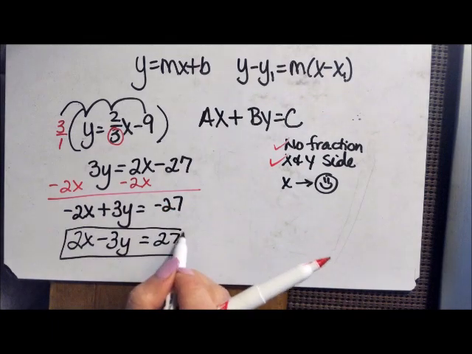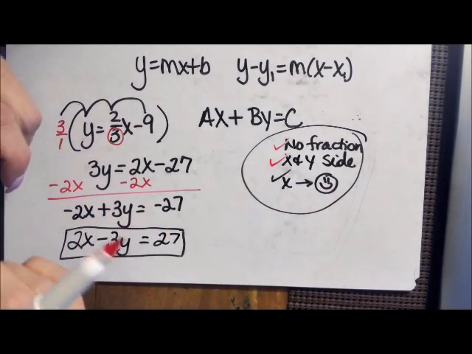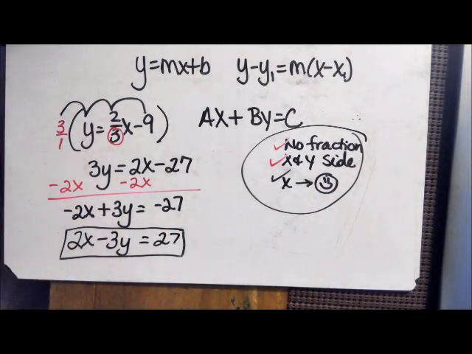So from slope-intercept into standard form, remember these key things. All right, I think that pretty well sums up category 3.